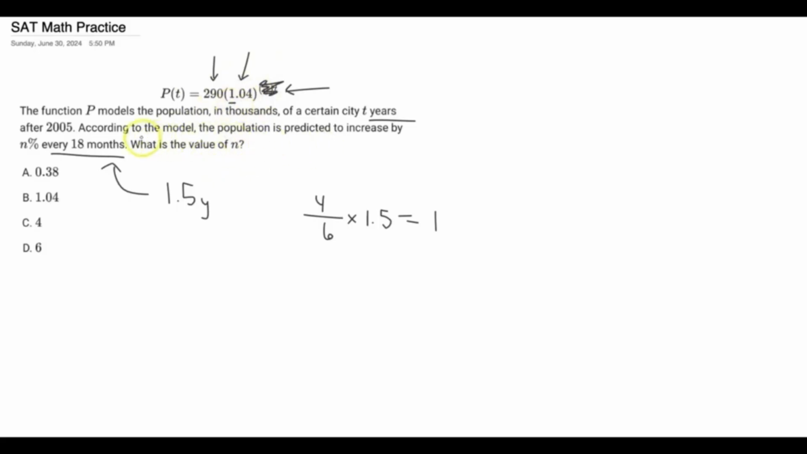So if we're looking at here, the question says, according to the model, the population is predicted to increase by n% every 18 months. The value of n is what? Well, we said n would be 4%. So the answer here is C.